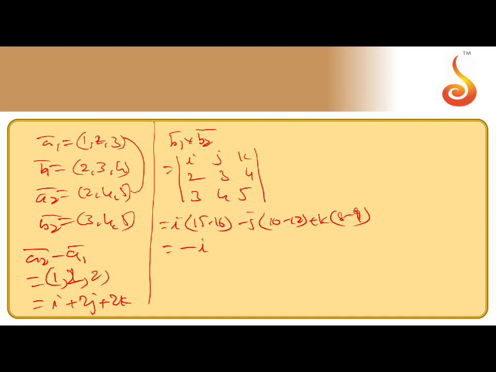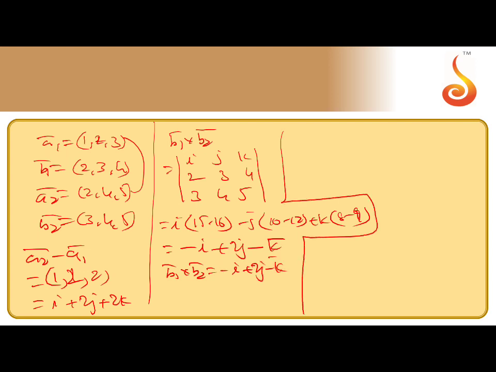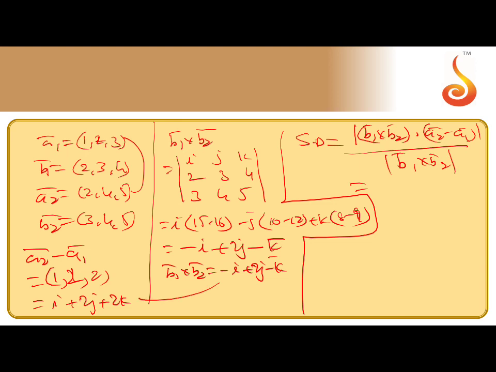So finally, B1 cross B2 is minus i plus 2j minus k. So you have all the values: A2 minus A1, and B1 cross B2 comes here as minus i plus 2j minus k. Now we can find the formula for the shortest distance. What is the SD formula? Modulus of (B1 cross B2 dot A2 minus A1) whole divided by modulus of B1 cross B2. So if you take the dot product between these two, what comes here?